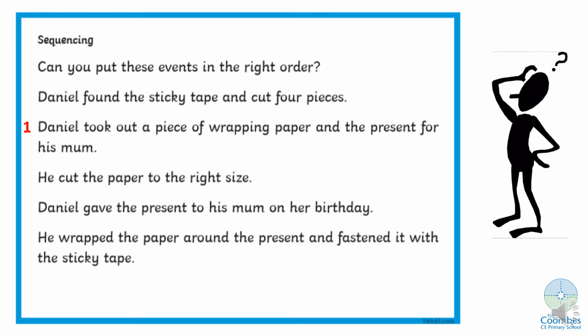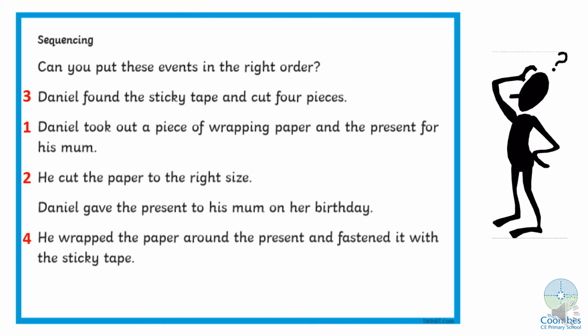Okay, so number 1, Daniel took out a piece of wrapping paper and the present for his mum. I think number 2 is he cut the paper to the right size. And then number 3, he found the sticky tape and cut 4 pieces. And then number 4, he wrapped the paper around the present and fastened it with the sticky tape.